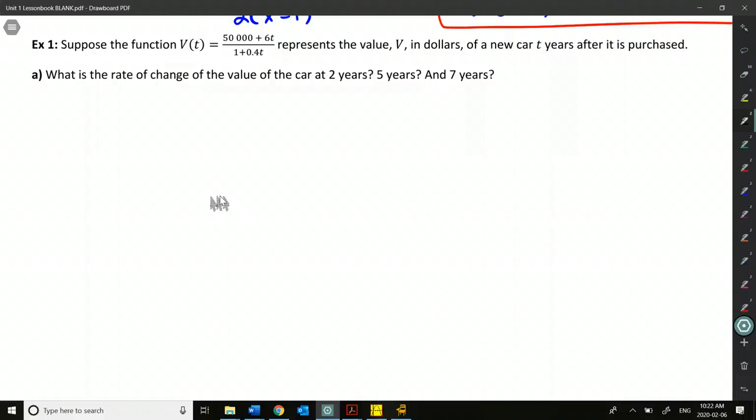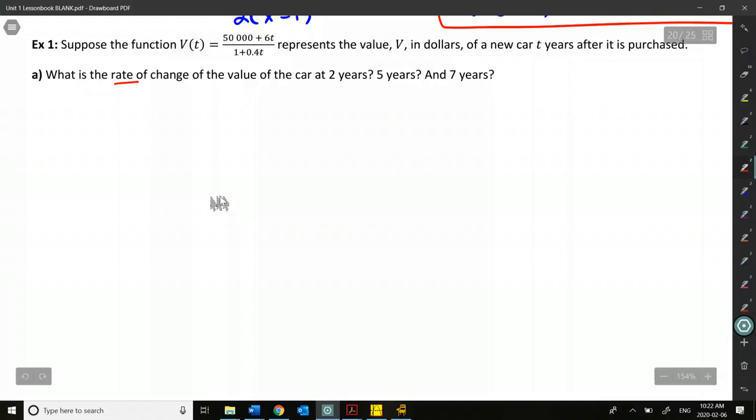Basically anything we want to find a rate of change for, obviously we've looked at velocities, accelerations, stuff like that, we can use calculus for. So we're going to suppose that we know the value of a car, and it's represented by V at t, V being value in dollars and t being the years after the car is produced. So what is the rate of change of value of the car at 2 years, 5 years, and 7 years?